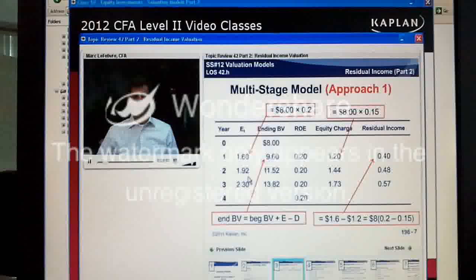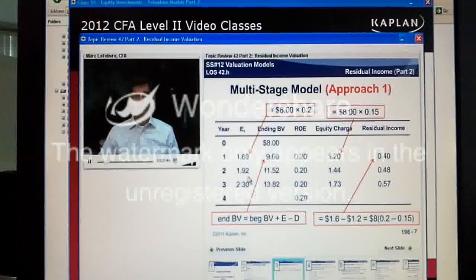Let's do year 3. If we take the 11.52 times the 20% ROE, we should get the earnings for year 3 of $2.30. The beginning book value in year 3 would be 11.52, the ending value in year 2. Add the $2.30 of earnings for year 3, and you should get the ending book value at the end of the year, $13.82. So again, we're just walking the book value from each period forward.